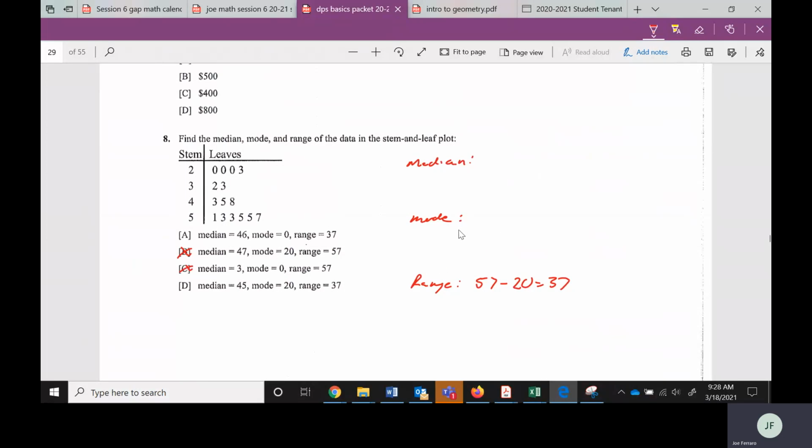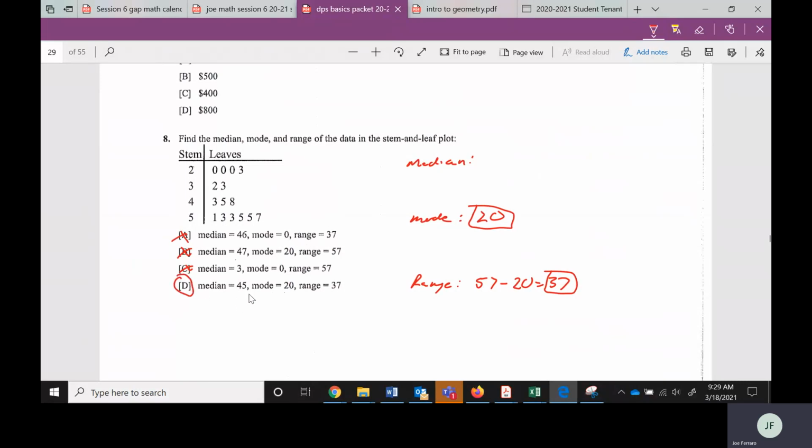Next one I'm going to look at is mode, because the mode is the one that occurs most often. Okay, so in the 50s we have 53, 53, so that's twice. 55, 55, there's 2 there. But if we look up here, we have a 20, a 20, and a 20. So the mode is 20. So out of the 2 left, this has a mode of 0. This has a mode of 20. So this is out. So our answer should be D.